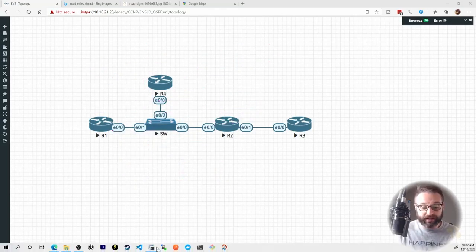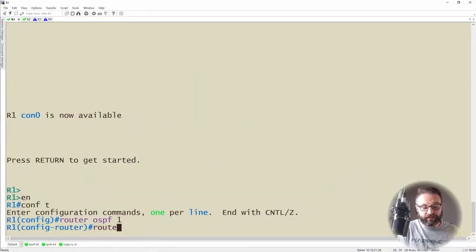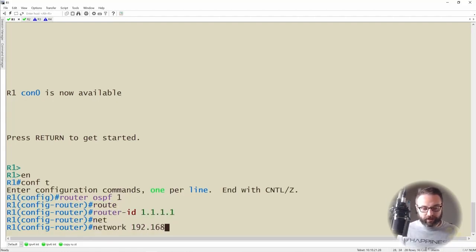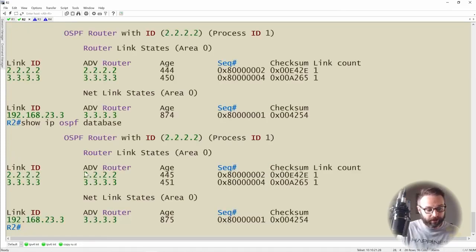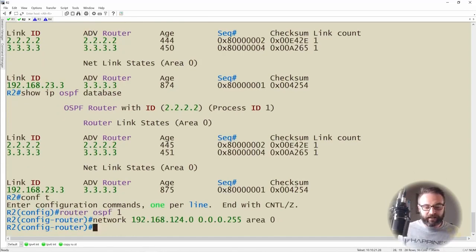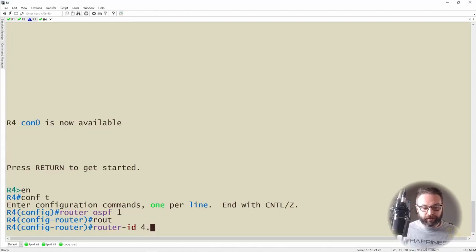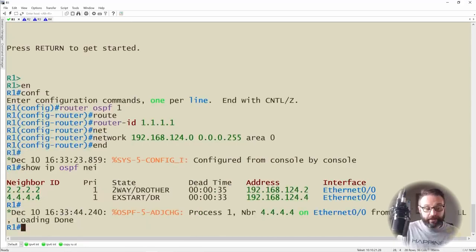So with that being said, let's see it in action. On R1, I'll go into router ospf 1. I'll explicitly set the router ID to 1.1.1.1, and I'll say the network is 192.168.124.0 0.0.0.255 and area 0. I'm just going to copy this command real quick for simplicity's sake as we move on to router 2. I'll go into router ospf 1, paste this in, and then I'll enable it on router 4. I'll go into router ospf 1, specify the router ID of 4.4.4.4, and then paste in my network statement. And there we go. After a second, the OSPF adjacency comes to life.